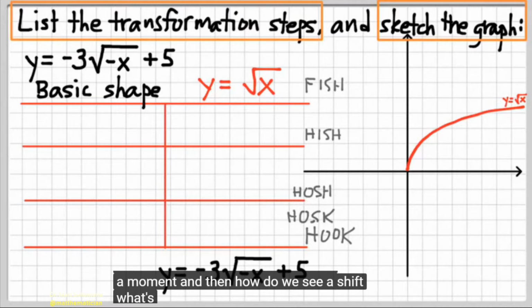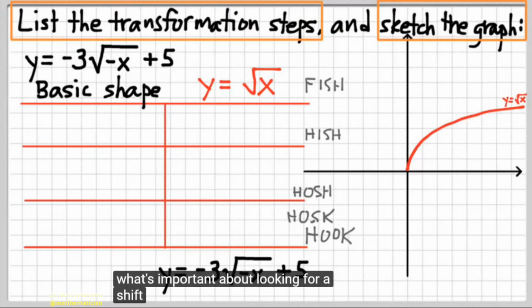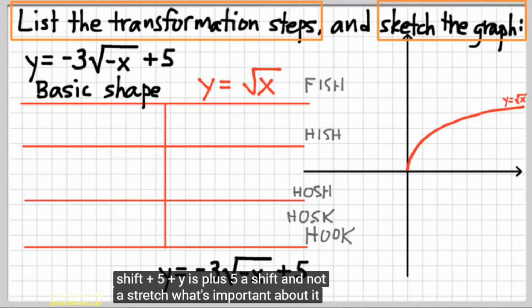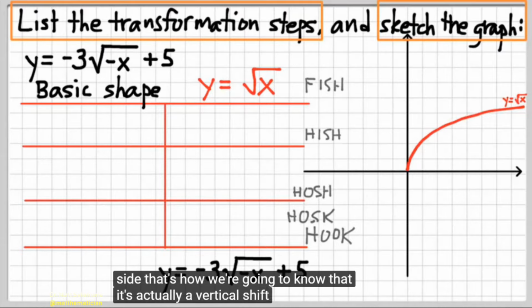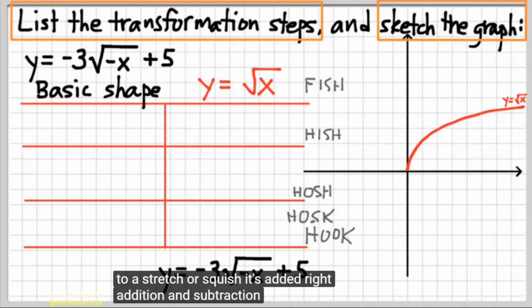And then how do we see a shift? What's important about looking for a shift? Plus 5. And why is plus 5 a shift and not a stretch? It's outside of the square root. So first of all, it's something that's happening to the entire expression on the right-hand side. That's how we know that it's a vertical shift. But how do we know that it's a shift in contrast to a stretch or a squish? It's being added, right? Addition and subtraction are the calling cards of shifts. Multiplication and division are stretches, squishes, reflections, but never shifts. Shifts are always adding and subtracting. So we have a little bit of everything.